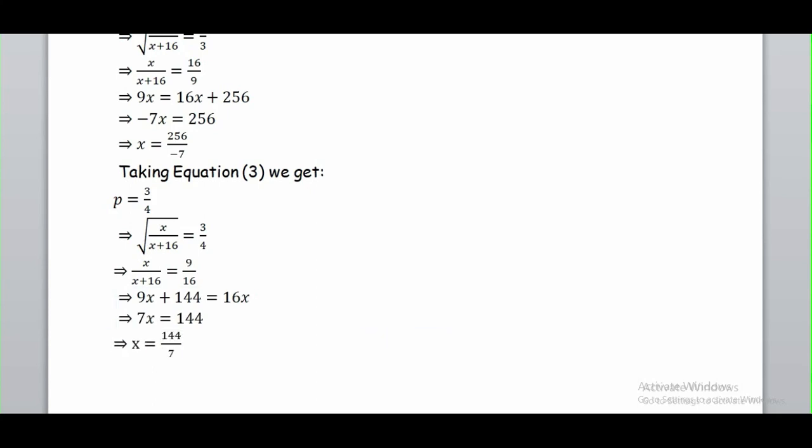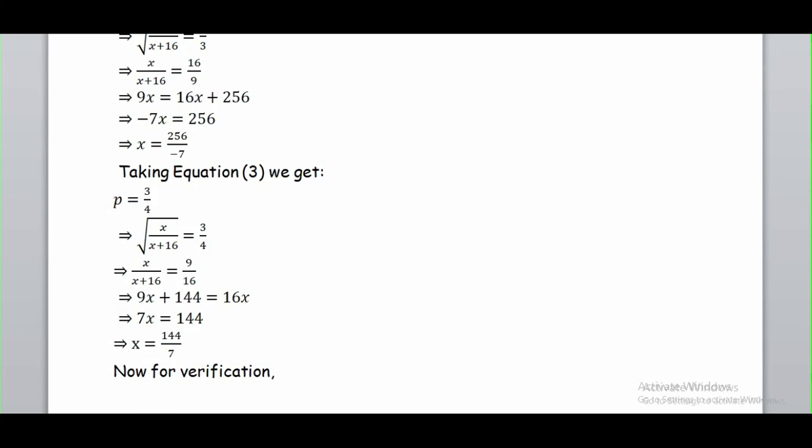Now p equal to 3 by 4. Now root over x by x plus 16 equal to 3 by 4. Now I'll get 9 by 16 here, and then I will cross multiply the equation. 7x equal to 144, x equal to 144 by 7. And we have two solutions. One is minus 256 by 7, another one is 144 by 7.